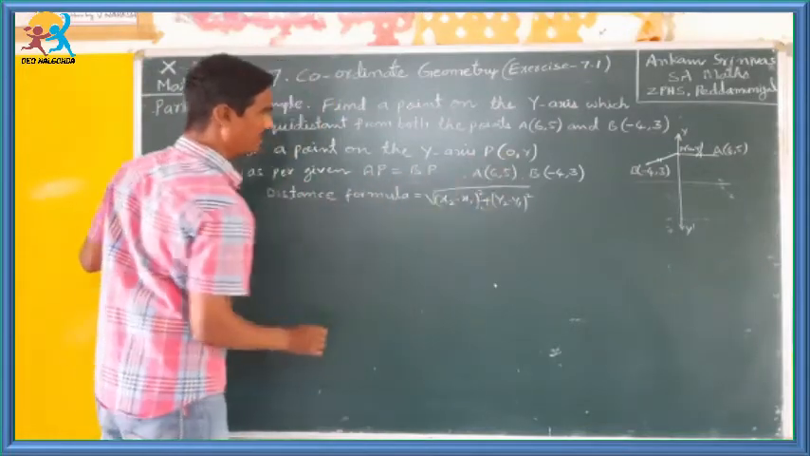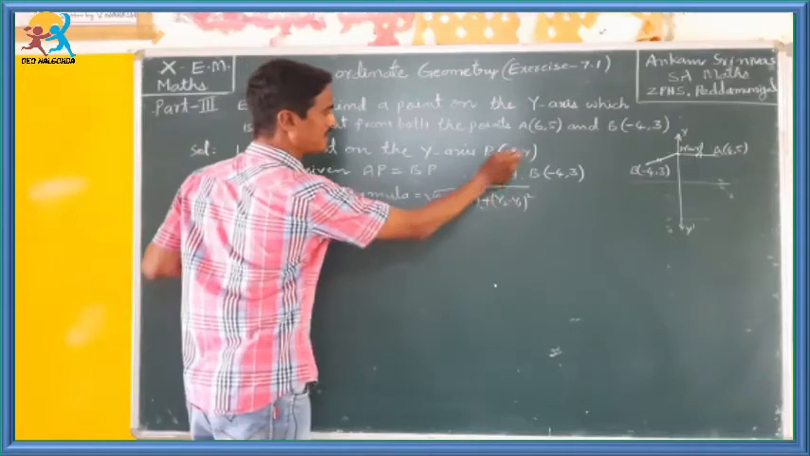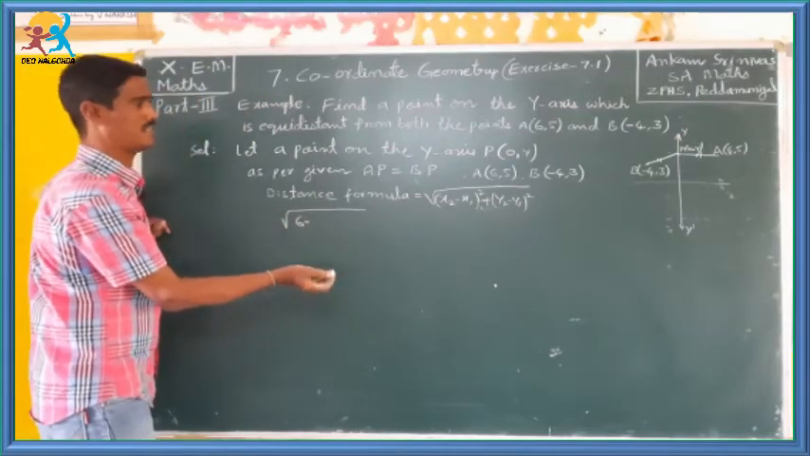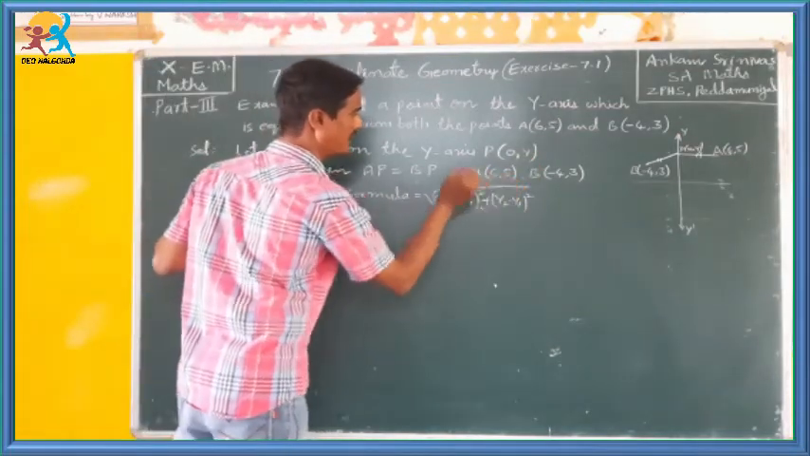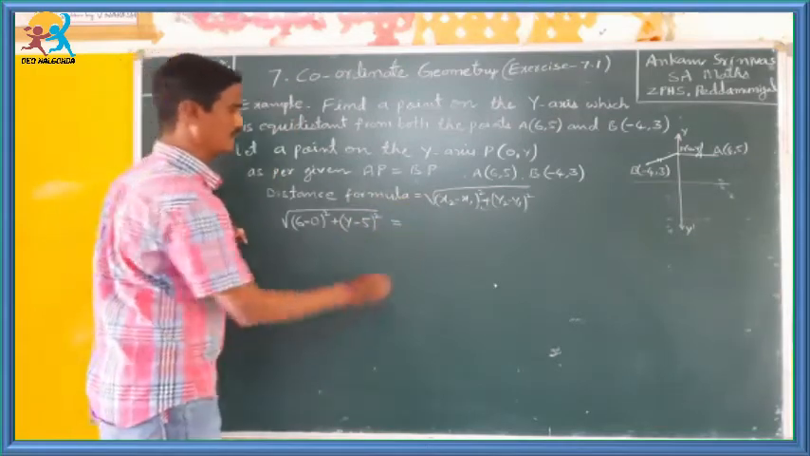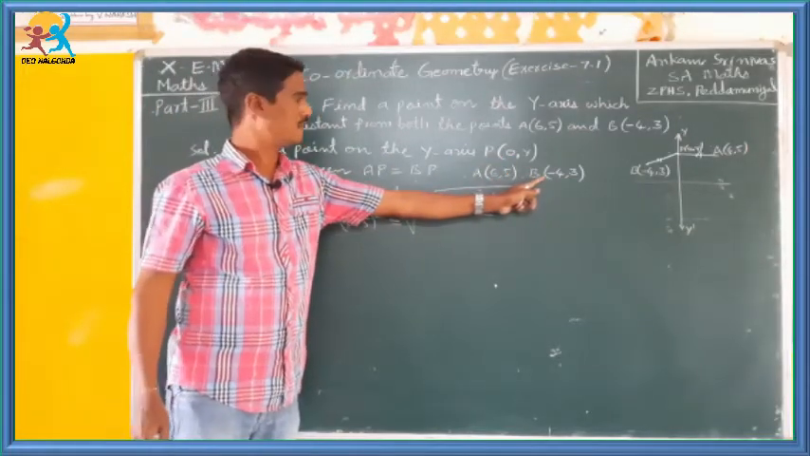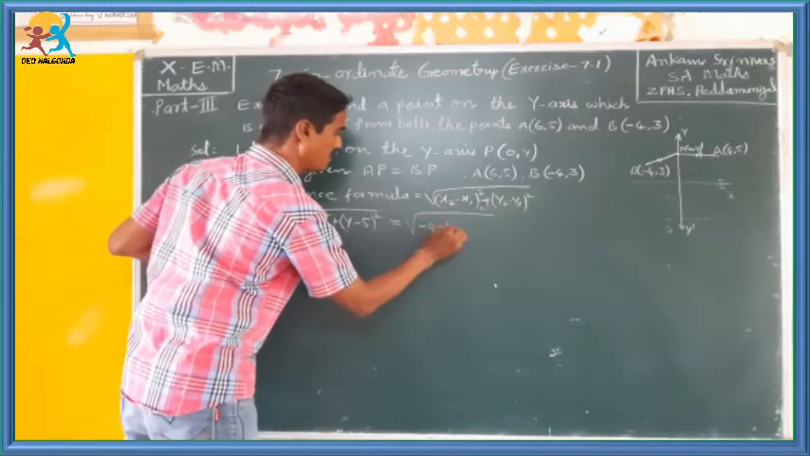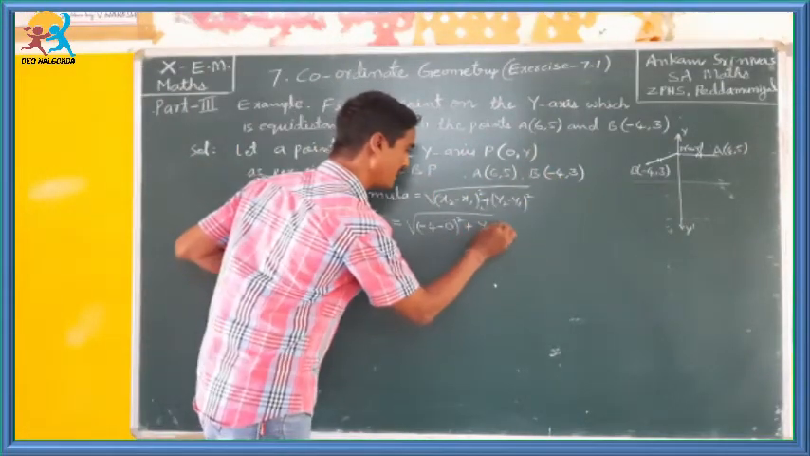What is AP? AP means we get the square root of the difference of the first coordinates, 6 minus 0, or you can take 0 and 6 either way, squared, plus (y minus 5) whole square, is equal to the square root of BP, the distance between P and B. So the difference of first coordinates, (-4 minus 0) whole square, plus the difference of second coordinates, (y minus 3) whole square.